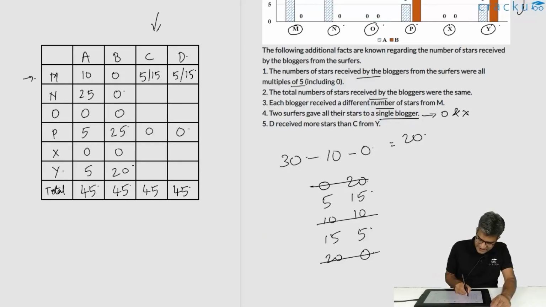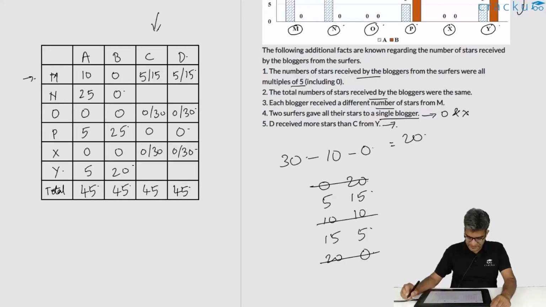So they have given either 0 and 30 to either C or D. X also has given 0 to one and 30 to the other. D received more stars from C than Y. So Y has given 5 and 20 to A and B. He has only 5 stars remaining. This would imply that he gave 5 over here and 0 to Y. This is the information that we have.